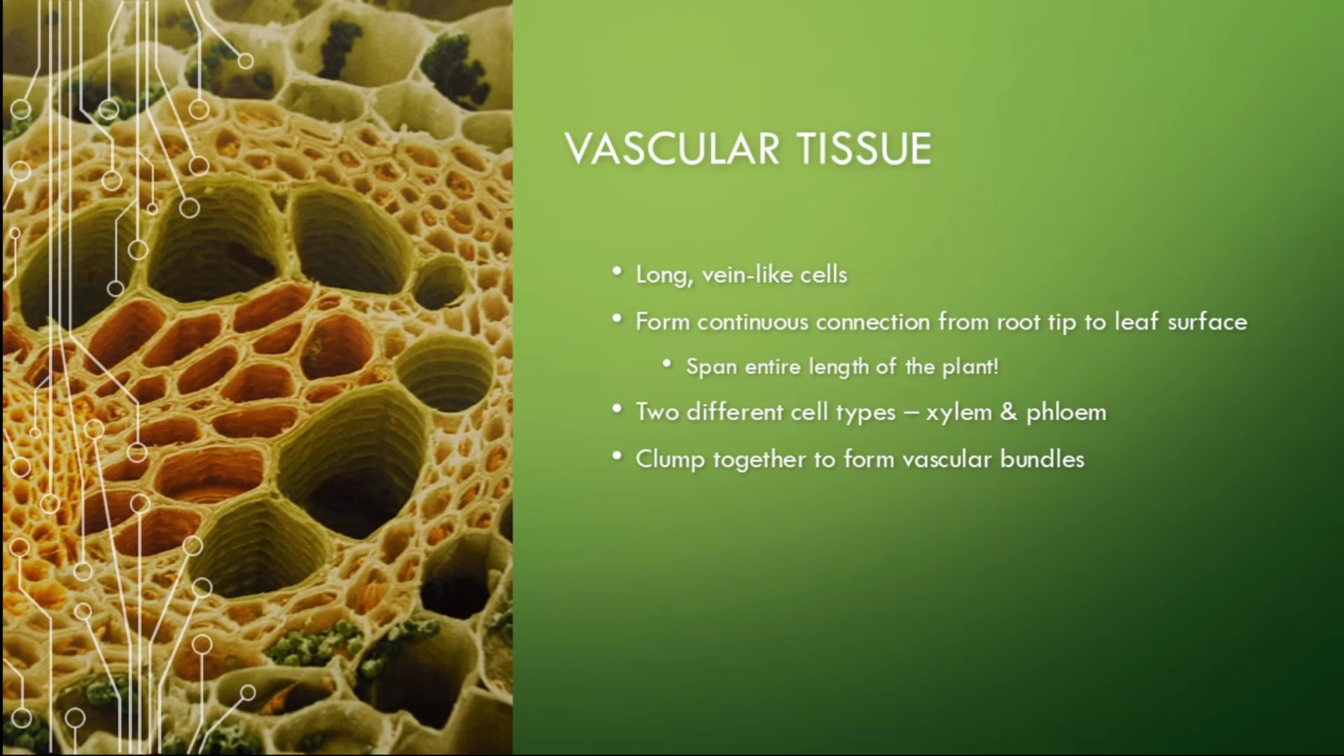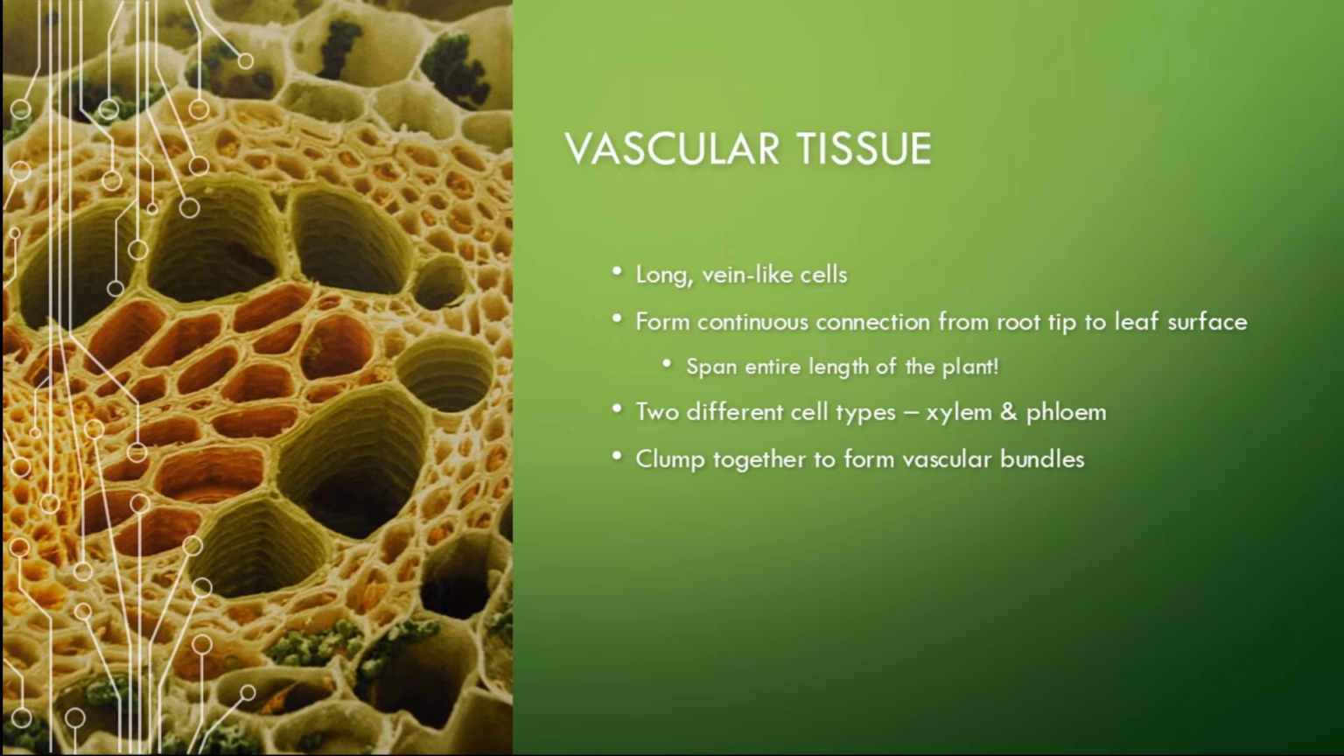Vascular tissues form long, vein-like cells that form a transportation network throughout the plant, much like the veins and arteries in animals. They form a continuous connection from the root tip in the soil to the surface of the leaf, spanning the entire length of the plant.